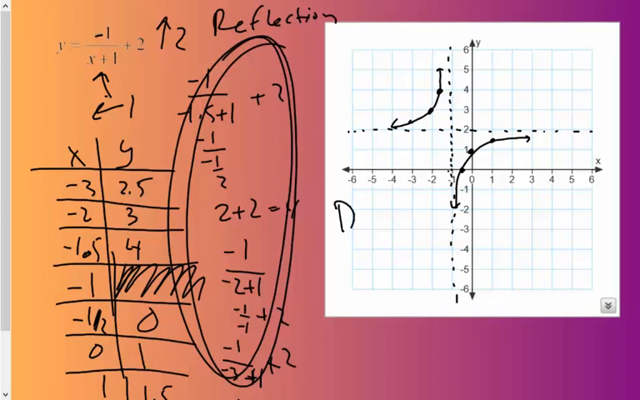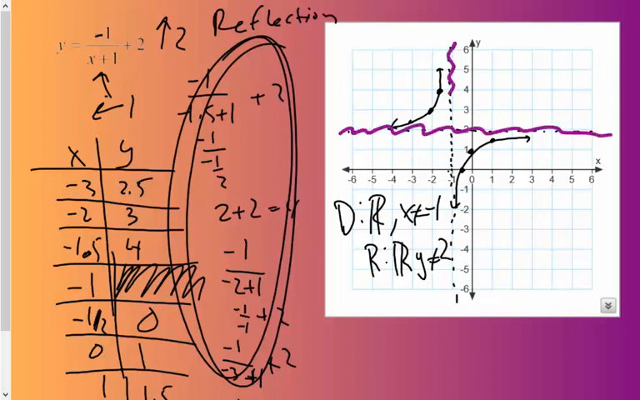The domain, all reals except for x cannot be equal to -1. The range is all reals except for y cannot be +2. So here is your range, so to speak, and your domain, so to speak. It's all values but those two numbers there.